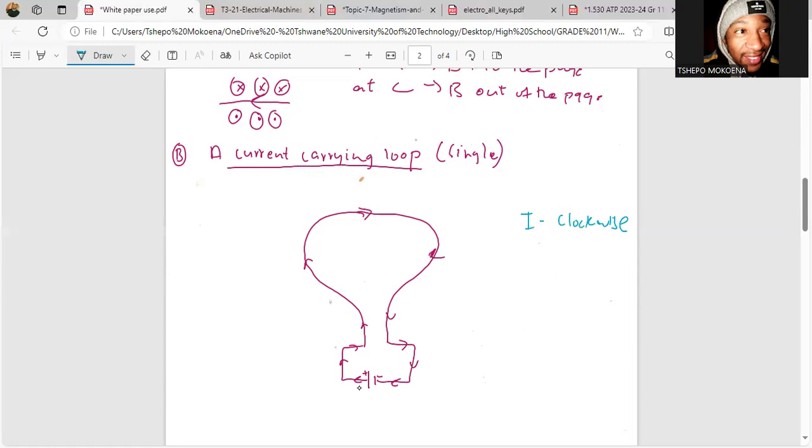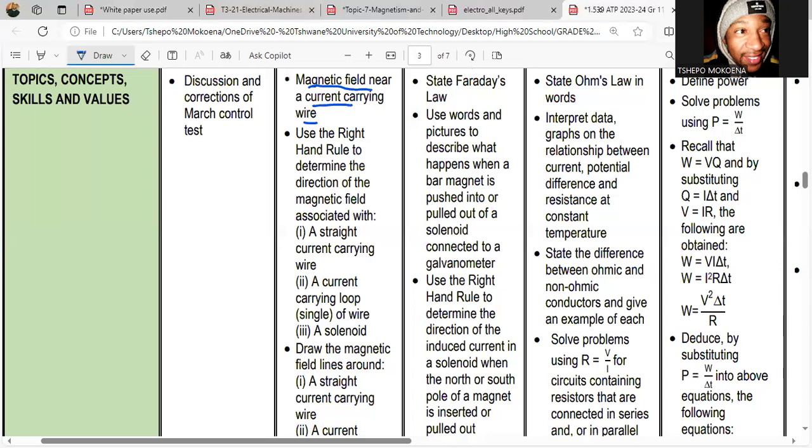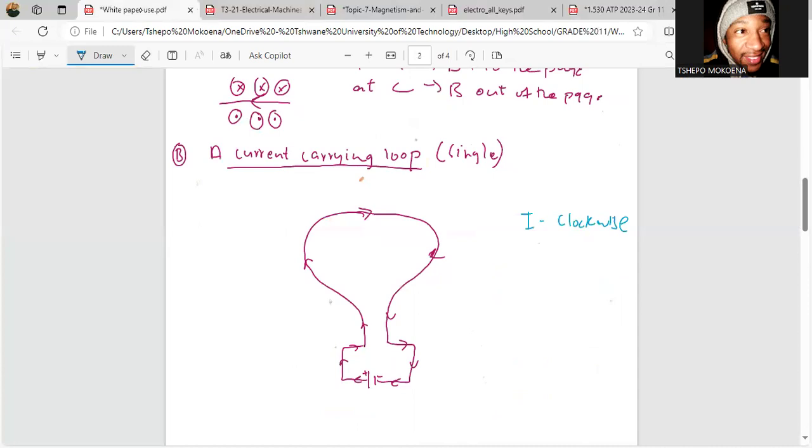Now, what about the magnetic field? Refer to this again. Use the right hand rule to determine the direction of the magnetic field associated with a current carrying loop of wire. Good. We come here.